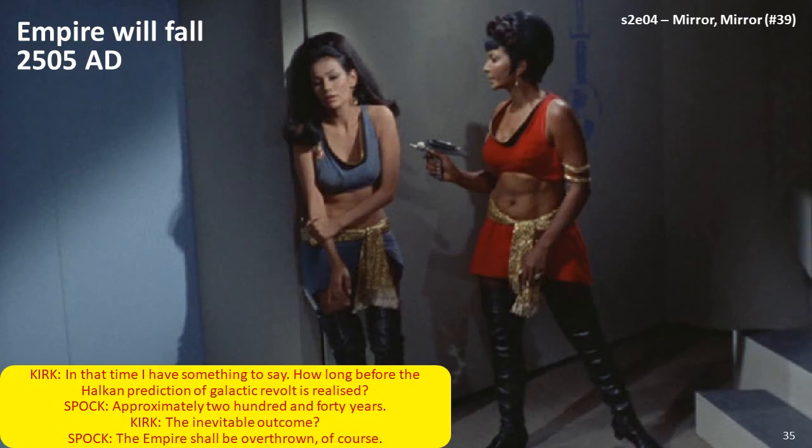In this episode, Spock speculates that in the alternate universe, the Empire will fall by 2505, or at least that is when there is a galactic revolt that is supposed to occur.